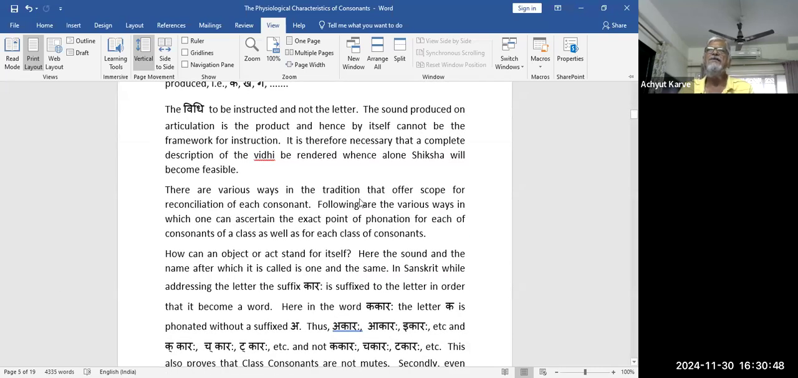There are various ways in the tradition. Now, how can we do this? What are the various forms? What I am doing is the description part of it. But how can you say this is the same point of phonation of that ka? Sanskrit grammar provides ample frameworks for saying ka without saying the word.